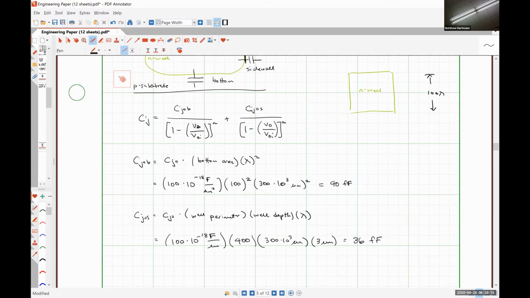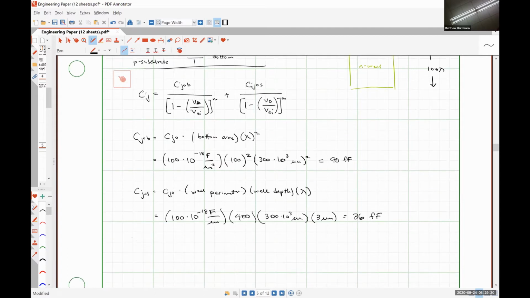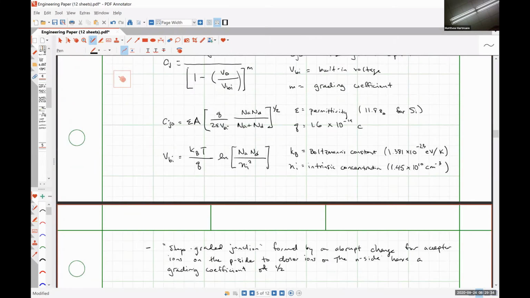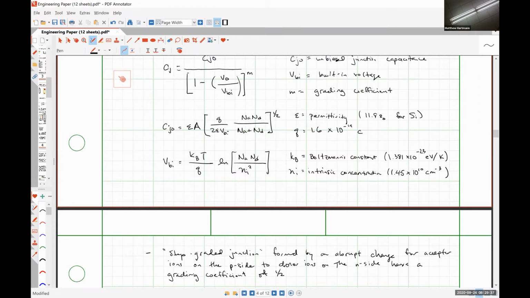So we have CJ0B and CJ0S defined. Now let's figure out what our built-in voltage is. VBI is going to be kBT over q. Actually, let's revisit that really quick because I forgot to mention something. At room temperature of 300 kelvin, this is approximately equal to 25.9, so let's call it 26 millivolts. Okay, so let's assume that value.